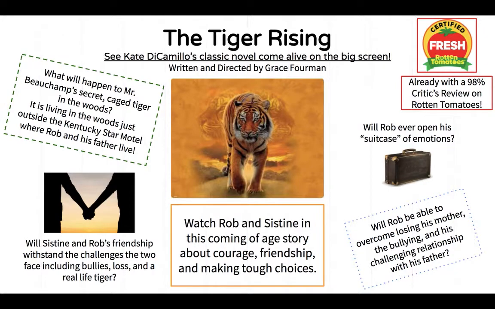Down in the bottom left, I wrote, will Sistine and Rob's friendship withstand the challenges the 2 face, including bullies, loss, and a real-life tiger? Again, noting I understand the presence of the bullies in the story, that Rob has lost his mother, and that they truly are facing a real-life tiger in the woods. In the bottom right, I wrote, will Rob be able to overcome losing his mother, the bullying, and his challenging relationship with his father? Again, indicating I understand the story.